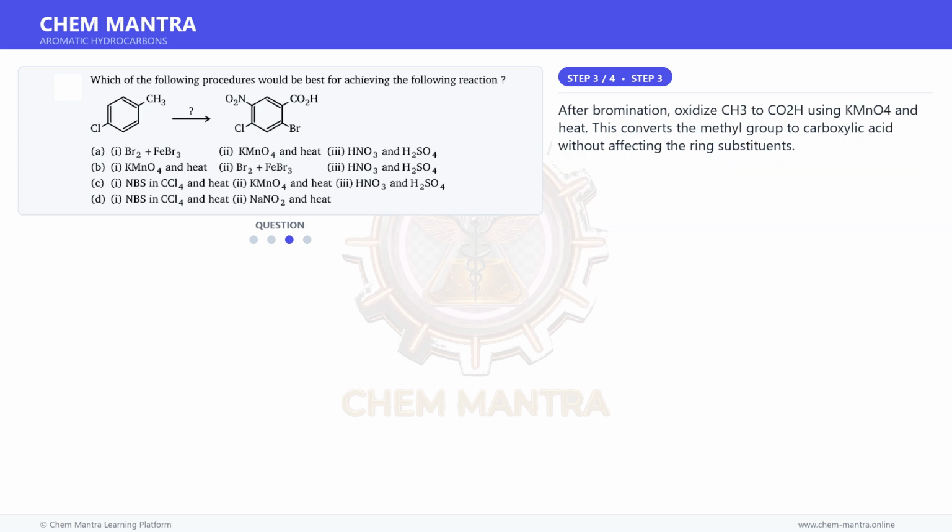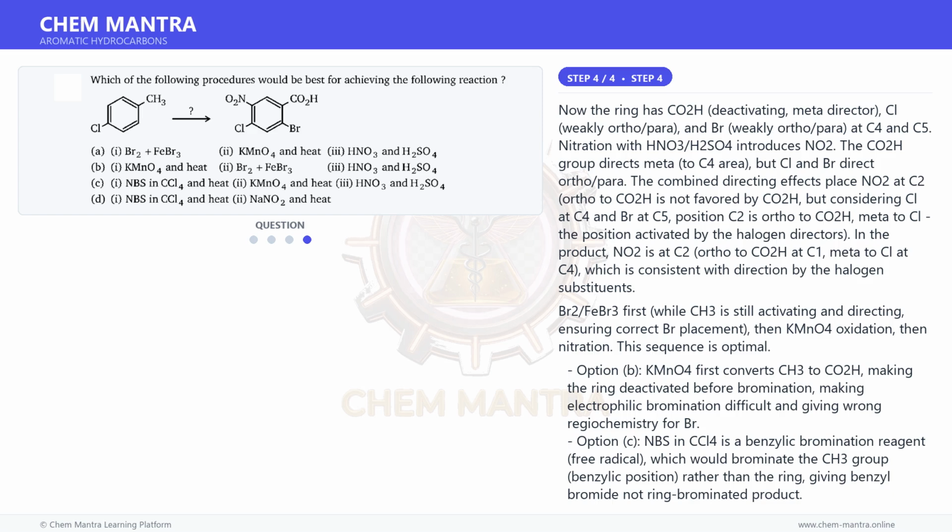Moving on to the next step. After bromination, oxidize CH3 to CO2H using KMnO4 and heat. This converts the methyl group to carboxylic acid without affecting the ring substituents. And for the final step.